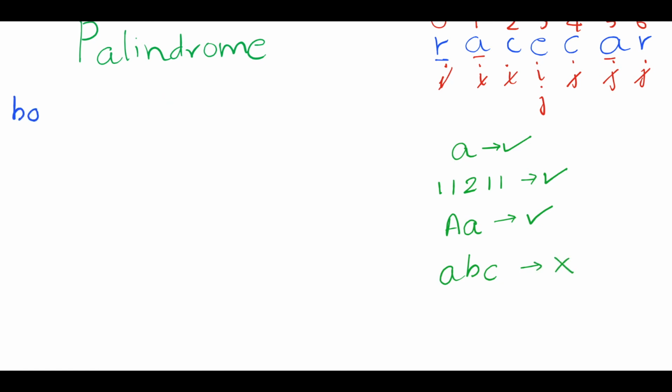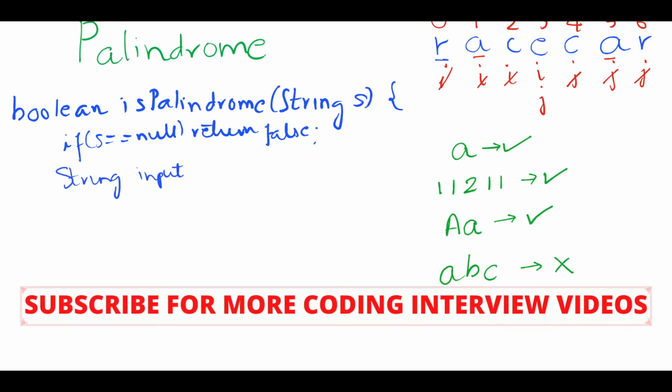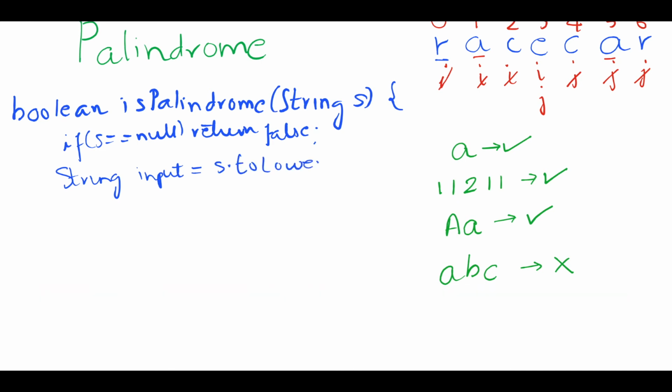Writing our function, which will return a boolean, let's call it isPalindrome, and it will take one parameter of type string. It is important to validate the input. So if the input is null, we will return false. Since I'm ignoring the case in this method, I'm going to convert the input string to lowercase and assign it to a new variable called input.